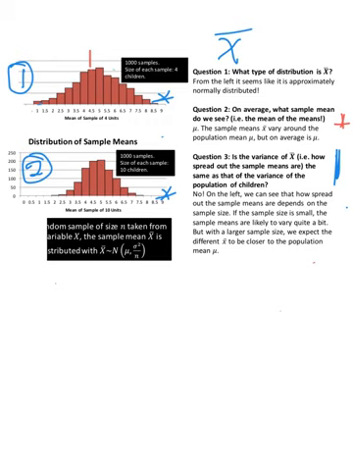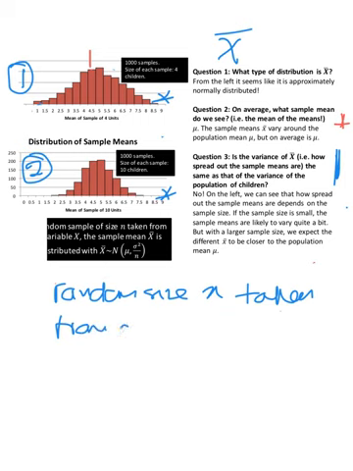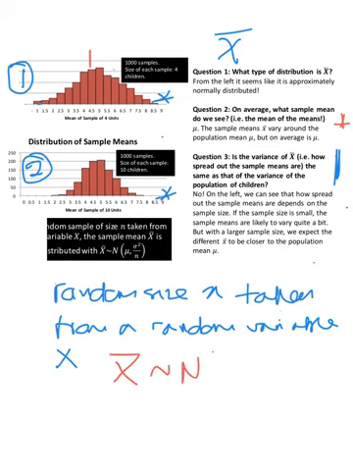So therefore, for a random sample of size n taken from a random variable x, what we can say is that the sample mean is normally distributed with a mean mu, the same as the population mean, but with a variance of sigma squared over n, remembering that n is our sample size.